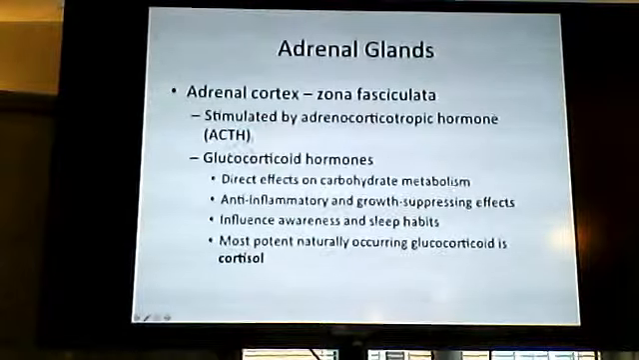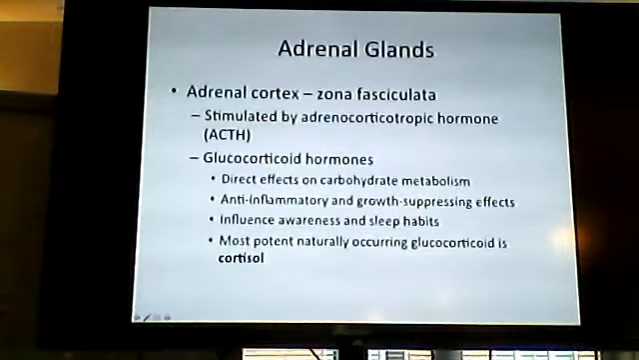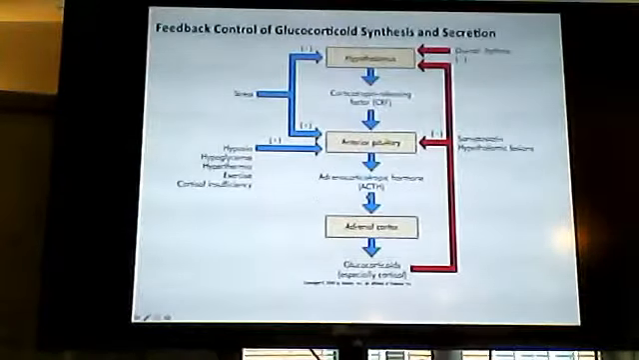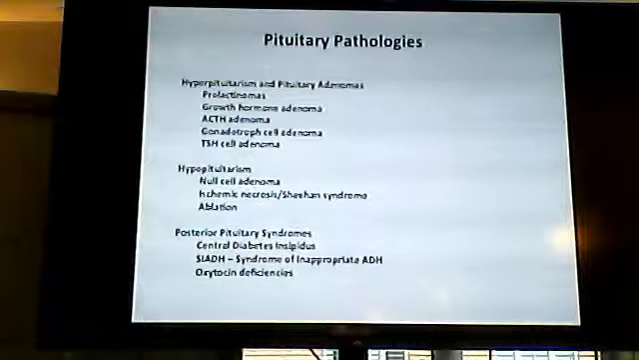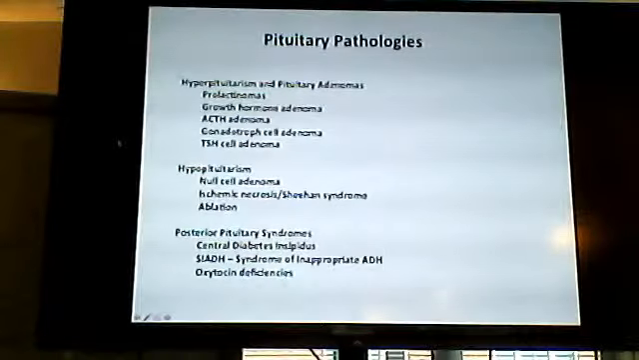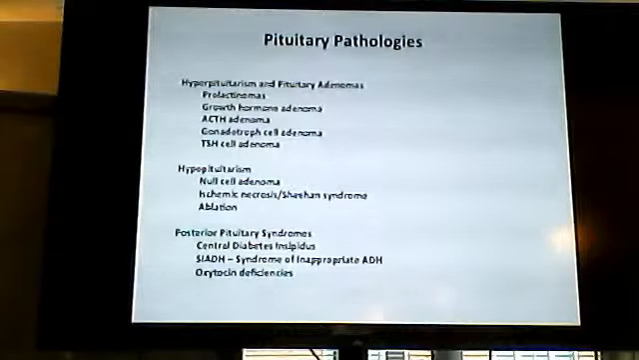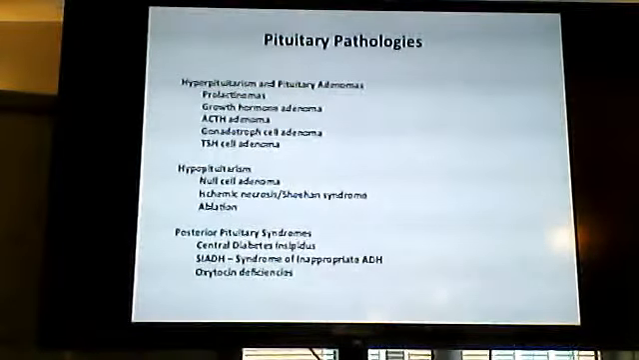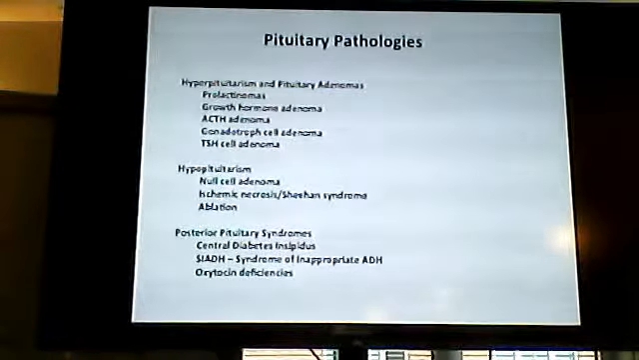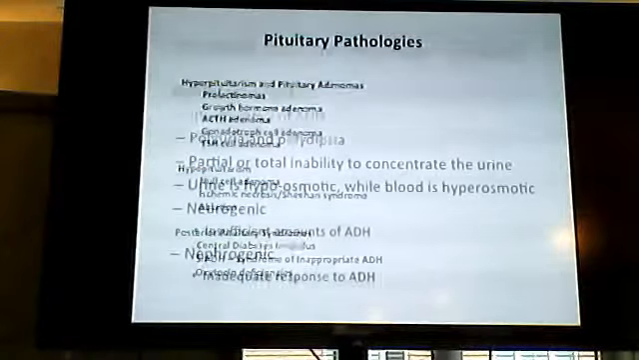Glucocorticoids stimulated by ACTH, adrenocorticotropic hormone, are more for awareness, sleep habits, anti-inflammation, carbohydrate metabolism, things associated with stress, basically. And so now we move on to pituitary pathology. All of this is more towards first identifying what the condition is. Do you have too much, so hyper, or too little, hypopituitarism? And then is it the anterior pituitary versus posterior?